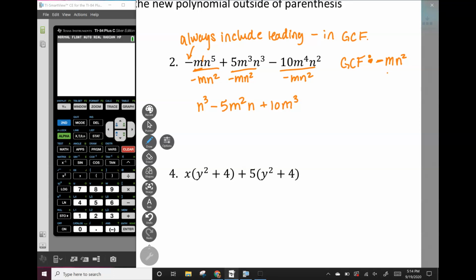Okay, and then I'm going to write this GCF out front. Undistributed, -mn squared. All right, that's it.